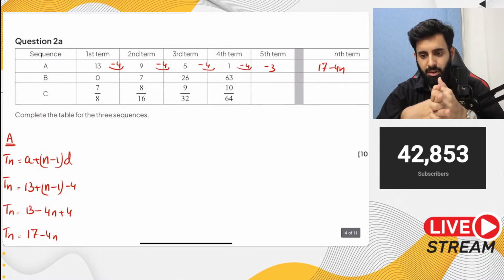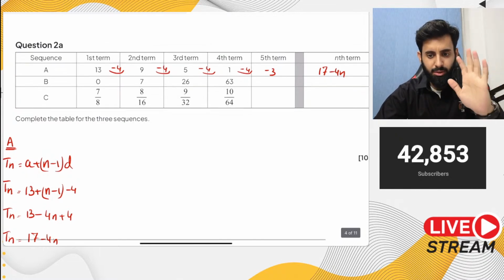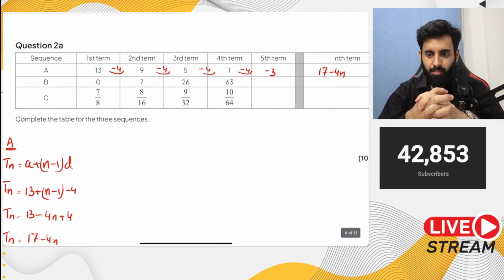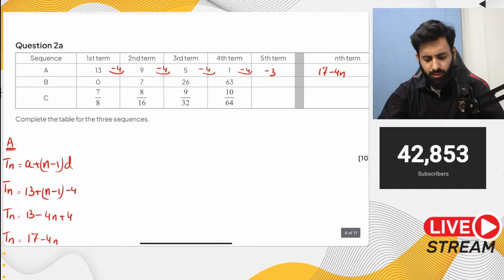Sir, can you show the cubic sequence? Sir, no, O-level students are not required to learn cubic sequence. Okay, so don't worry about that. Sir, will the O-level... No, I already answered that. O-level students don't need to worry about cubic sequences. Okay. Achha. Sir, can you show the cubic sequence? Here it is.